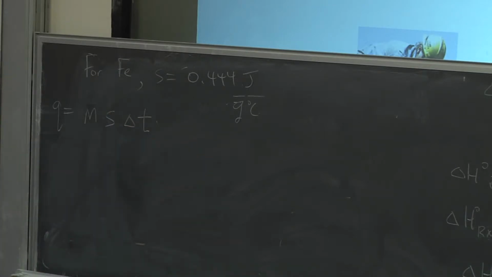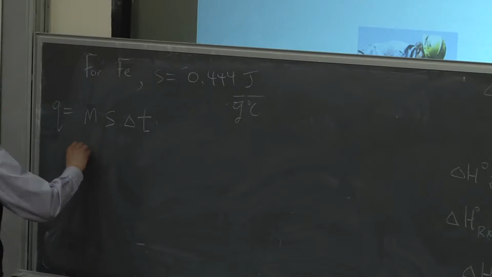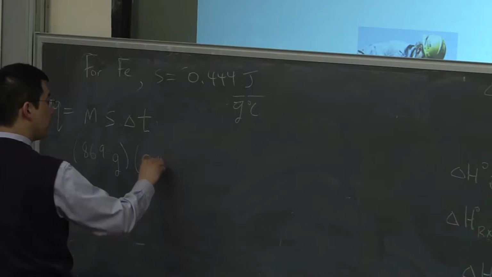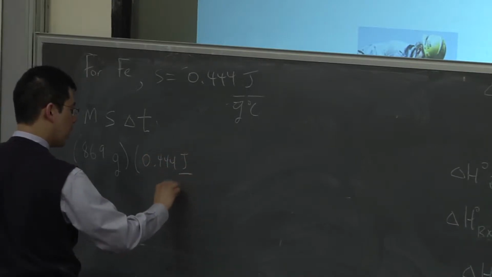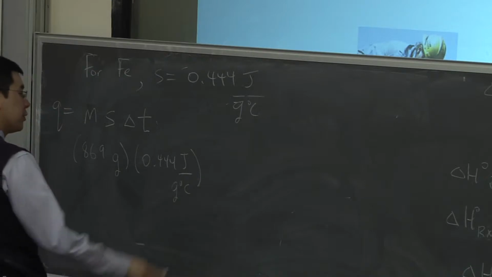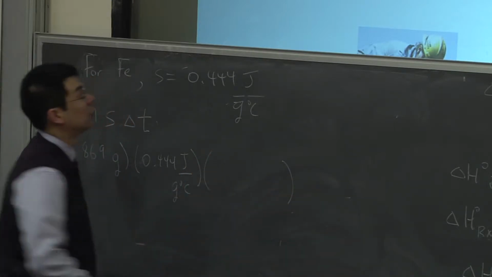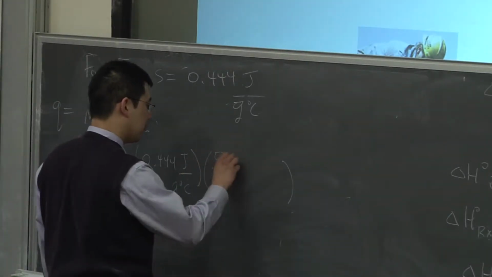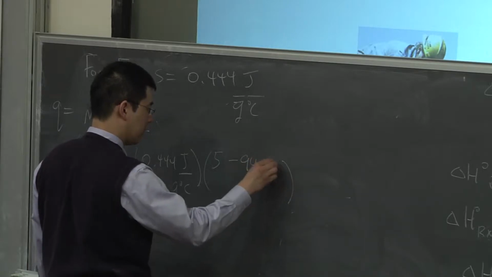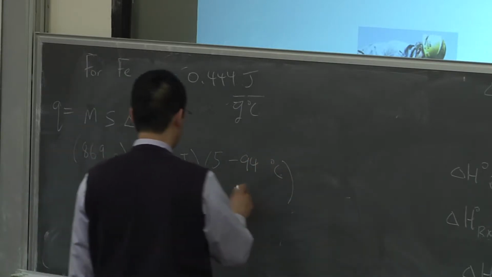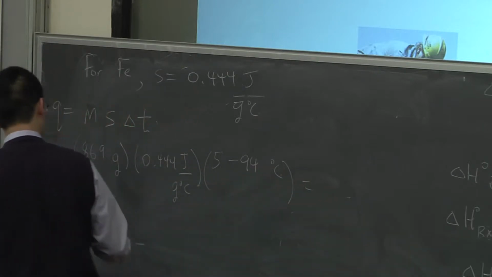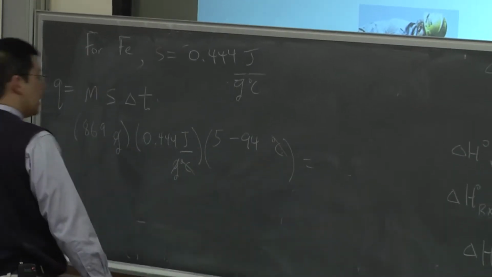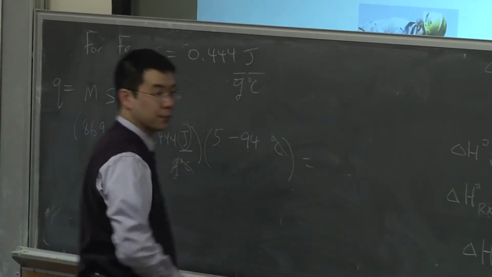What's M? That's the mass, 869 grams. S is 0.444 joules per gram degree Celsius. And what's delta T? We need to do final minus initial, so it's 5 minus 94, which is negative 89. The grams cancel, the degrees Celsius cancel, and what we're left with is joules.